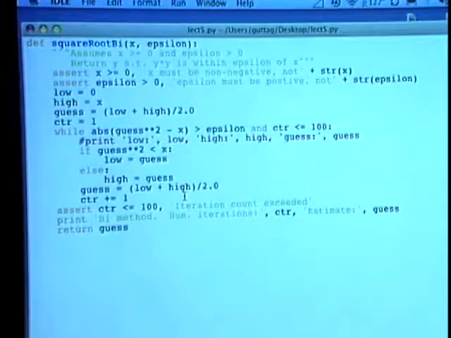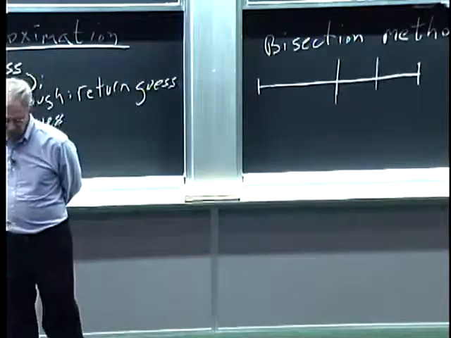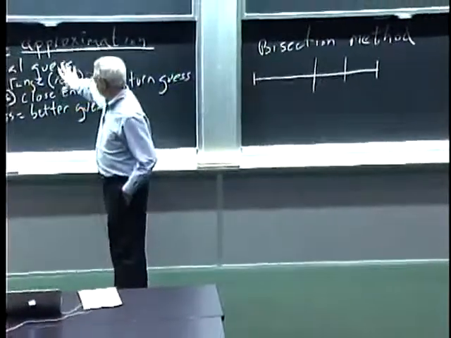Then I'll start with a guess. And again, I'm not going to worry too much about the guess. I'm going to take low plus high and divide it by 2. That is to say, choose something in the middle of this space. And then essentially do what we've got here.